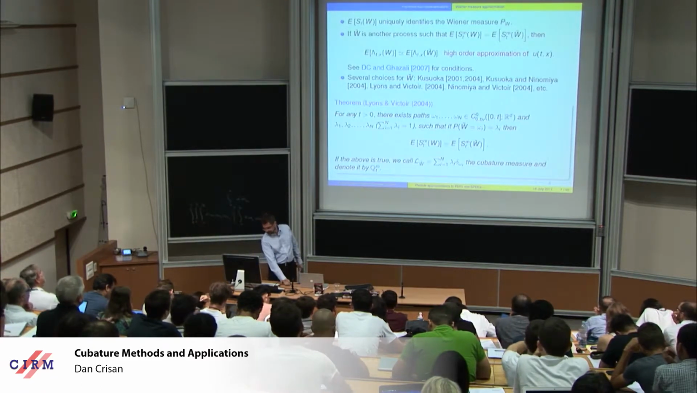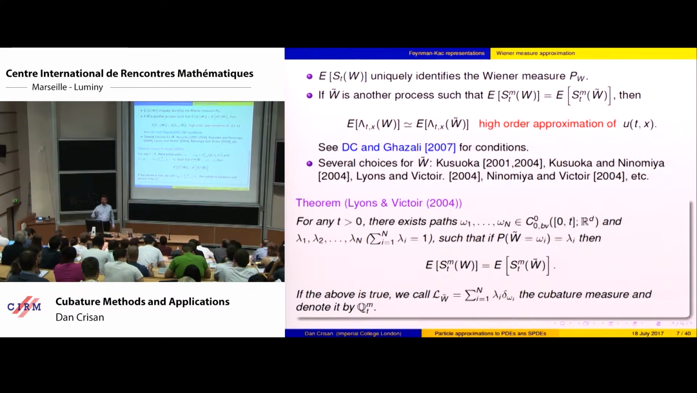Okay, so what Lyons and Victoir have is sort of an existence result. They say, if you start with the Brownian motion, you truncate the Brownian motion, there exist these finite variation paths, so that the corresponding measure is a cubature measure, in the sense that the expected value of the truncated signature of this new process coincides with the expected value of the truncated signature of the Brownian motion. And from now on, I'm going to call by QTM the cubature measure, where M is the truncation parameter. So that means that you match all the iterated integrals up to level m. So m can be 1, that means you just match the iterated integrals of order 1, order 2, order 3, and so on.